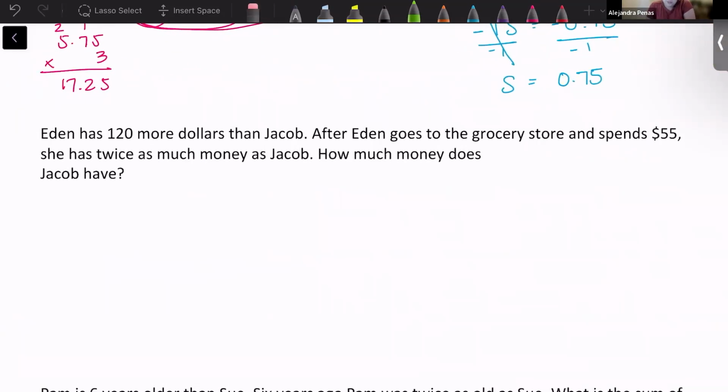has $120 more than Jacob. After Eden goes to the grocery store and spends $55, she has twice as much money as Jacob. How much money does Jacob have?